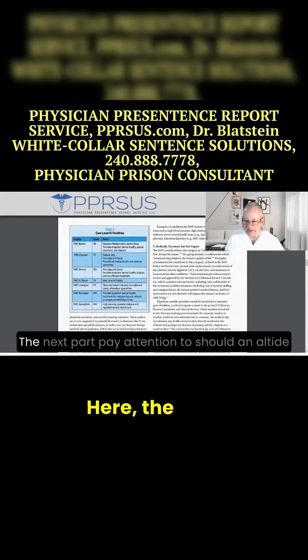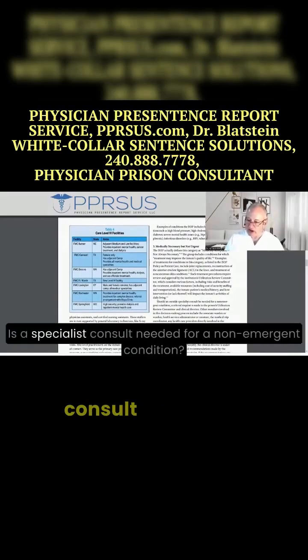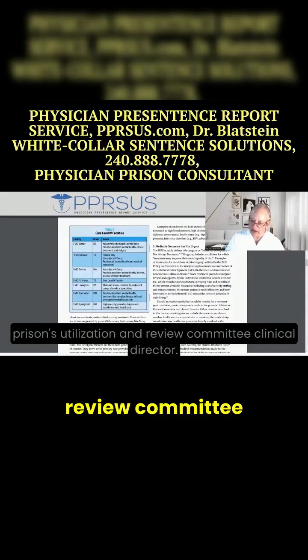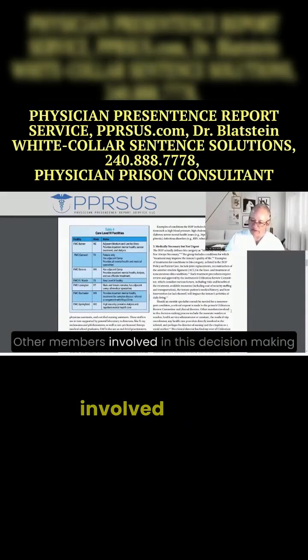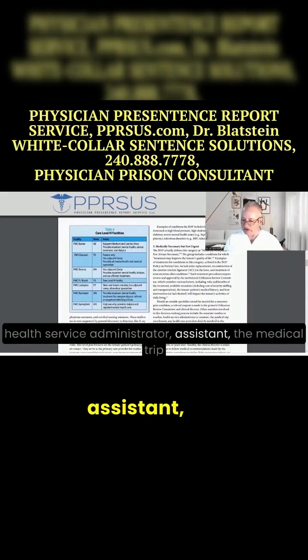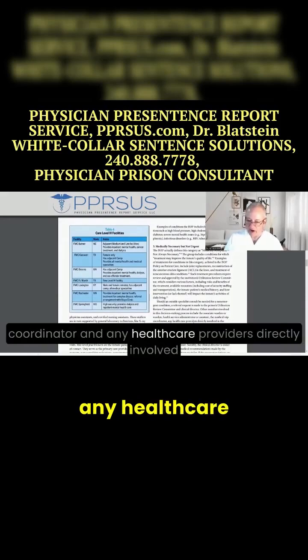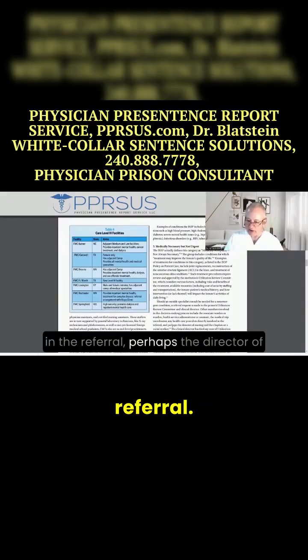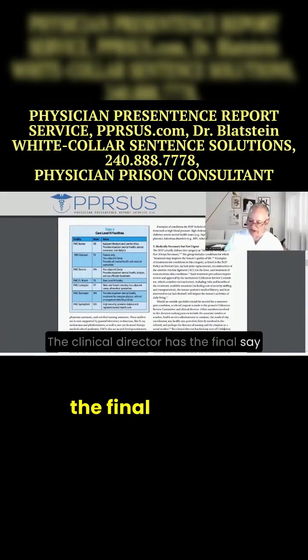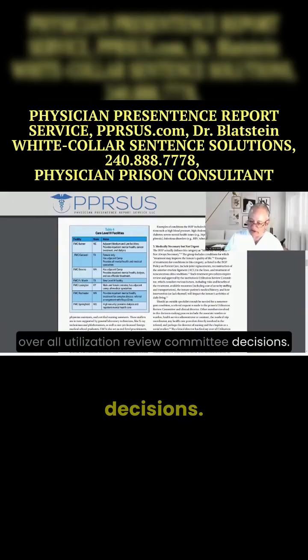Here's the next part to pay attention to. Should an outside specialist consult be needed for a non-emergent condition, a referral request is made to the prison's utilization review committee and clinical director. Other members involved in this decision-making process include the associate warden or warden, health service administrator assistant, the medical trip coordinator, and any healthcare providers directly involved in the referral, perhaps the director of nursing and the chaplain. The clinical director has the final say over all utilization review committee decisions.